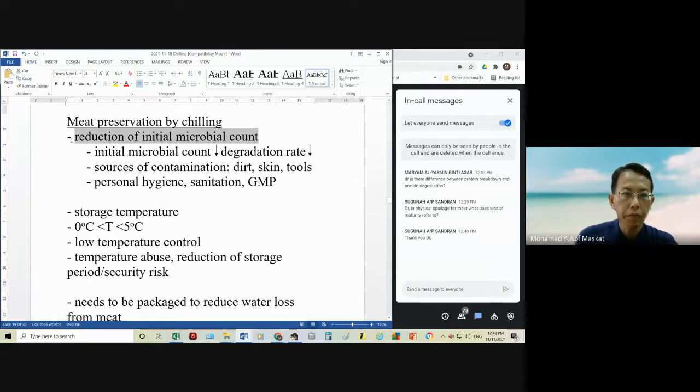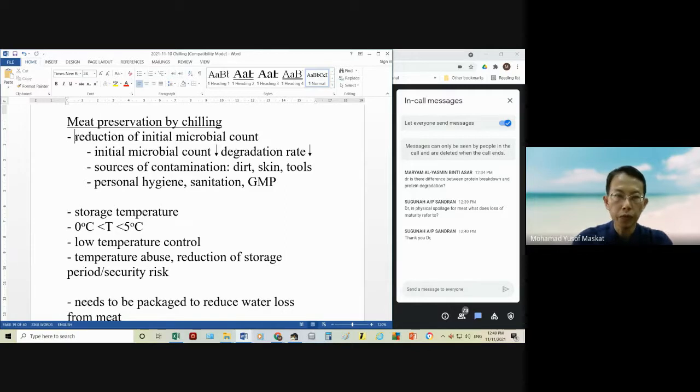Doesn't matter how sophisticated and how efficient that method of preservation is, if the initial microbial count is not being controlled, then it will reduce the efficiency of that preservation method. So that is why in any preservation method, the first and foremost step is to reduce the initial microbial counts, because this is a burden to the efficiency of the preservation method.